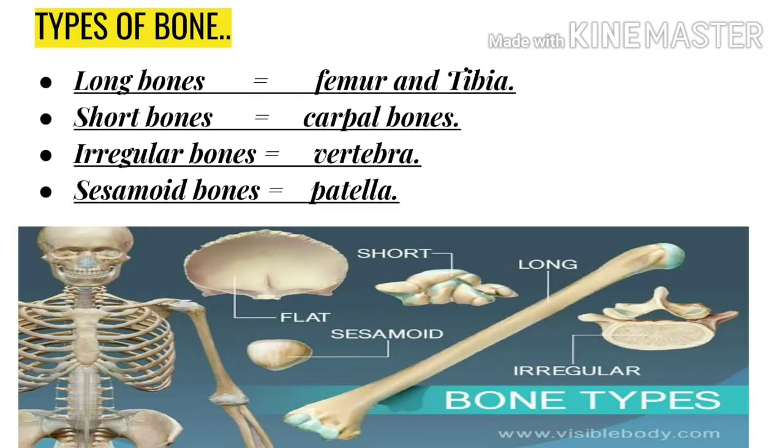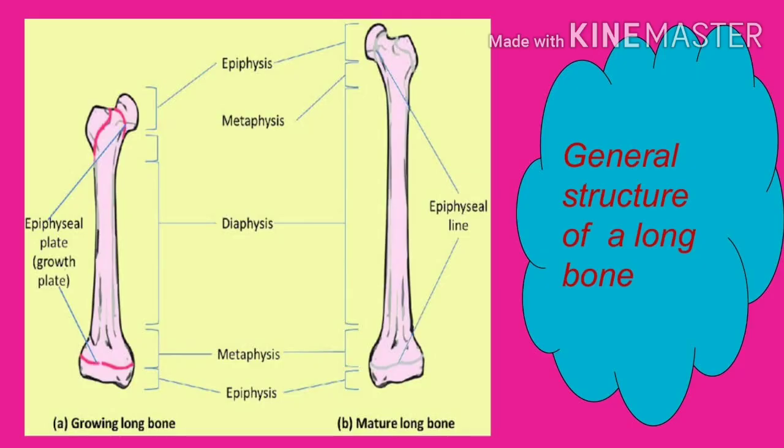Now come to types of bone. We have five types of bones: long bone, short bone, irregular bone, sesamoid bone, and I forgot to mention one bone here, flat bone. So long, short, irregular, sesamoid and flat bone. Long bones like femur and tibia; short bones, carpal bones; irregular bones, vertebra; sesamoid bones, patella; and flat bones, skull and scapula, pelvis. And I have mentioned all this with a diagram so that you guys understand it more clearly.